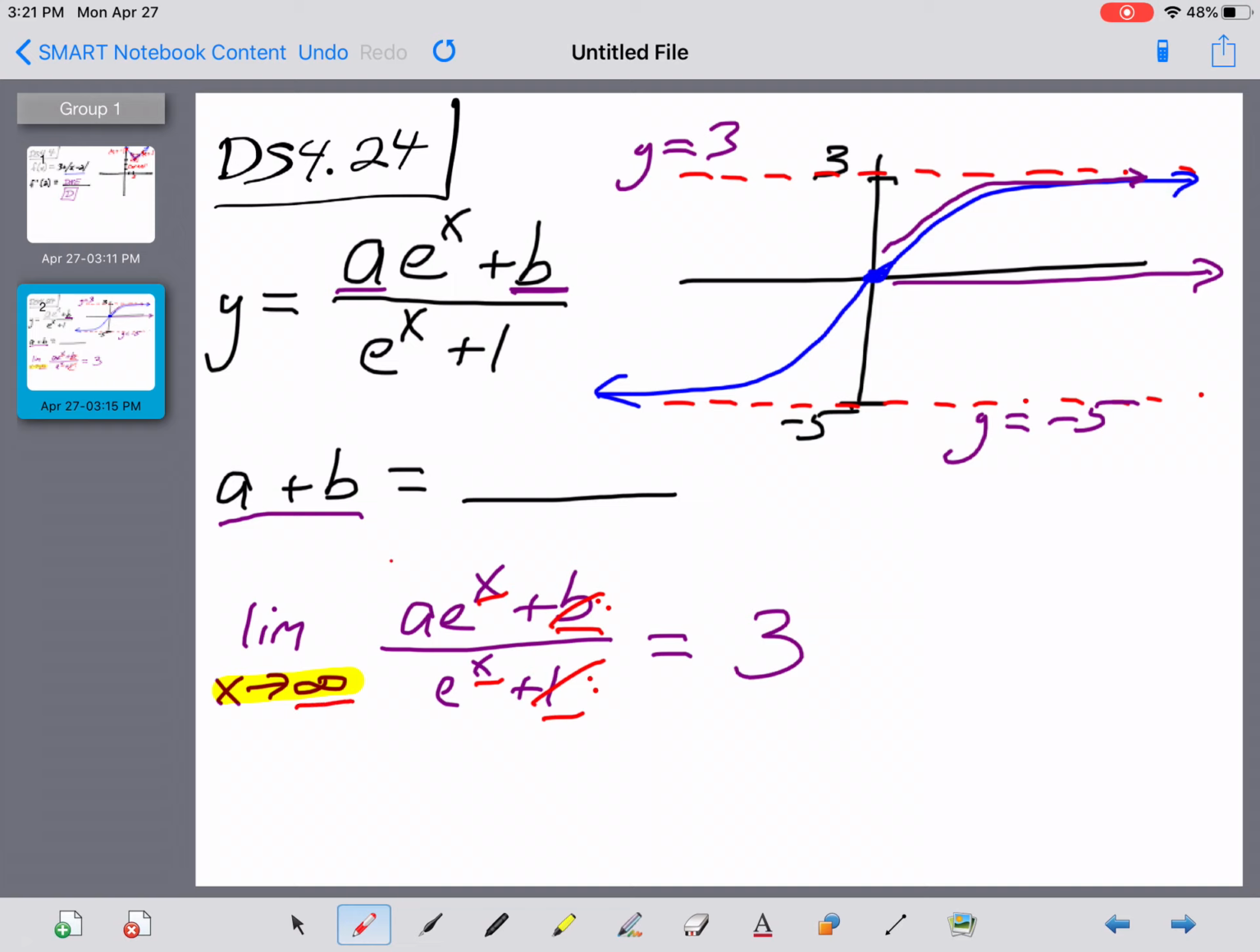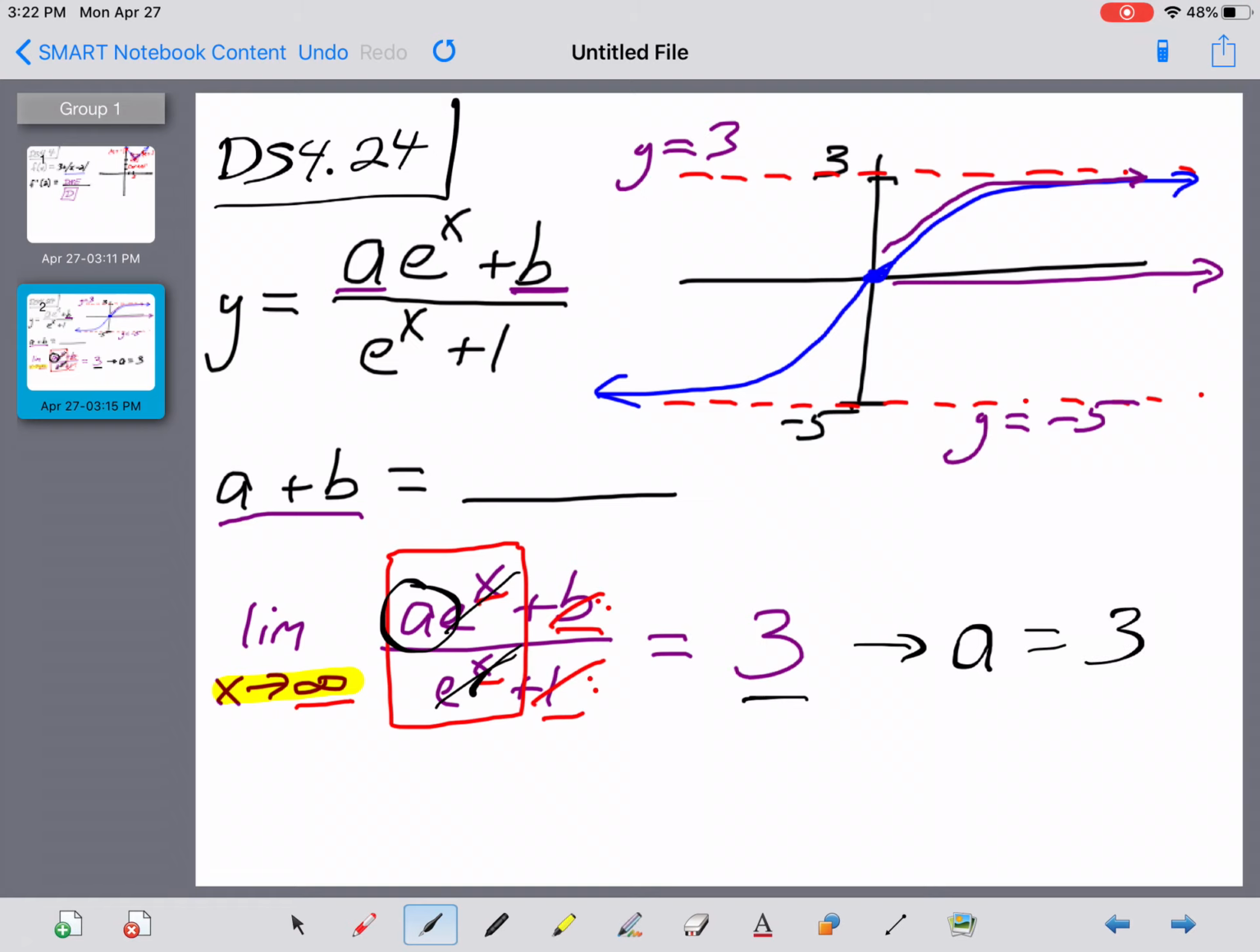Then what we're really doing is just looking for the limit of this function. With identical factors of e to the x, they would just cancel out, and the only thing we're left with is the limit as x approaches infinity of a. We know that limit is 3. So the important takeaway, everybody, is that a has to have a value of 3. That's the only way to get this limit as x approaches infinity to be 3. So that is one of the two important things we needed to find.